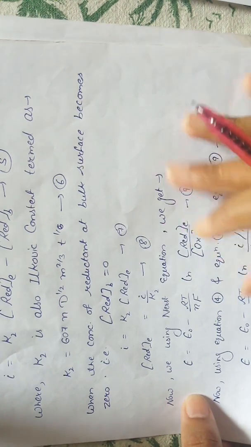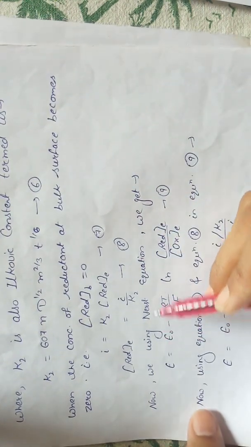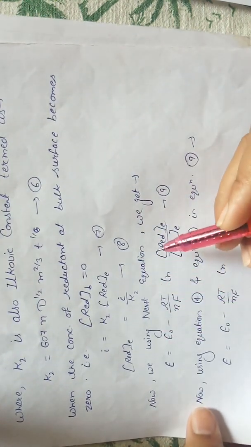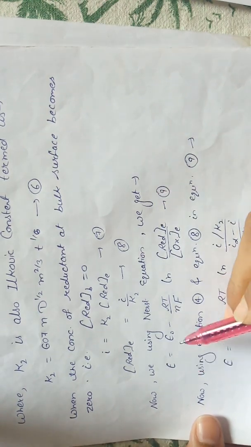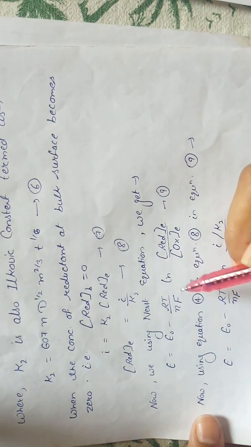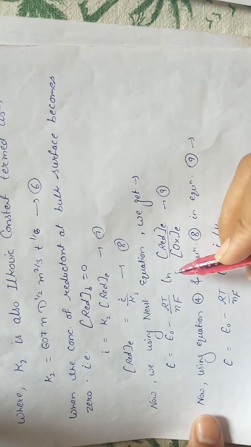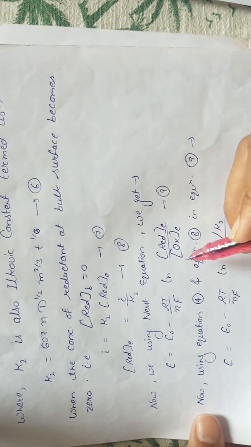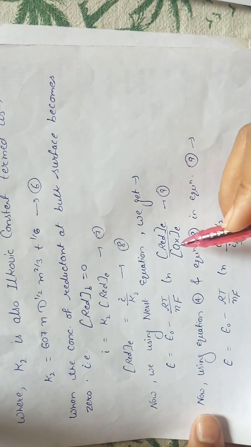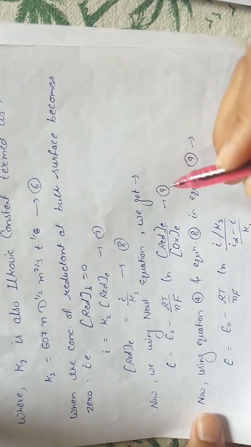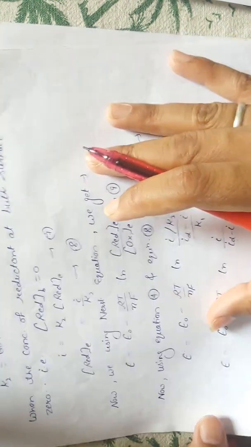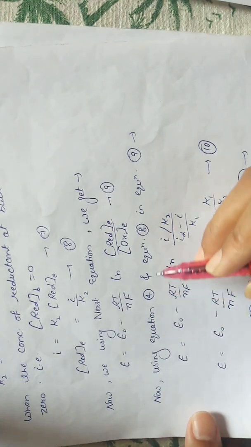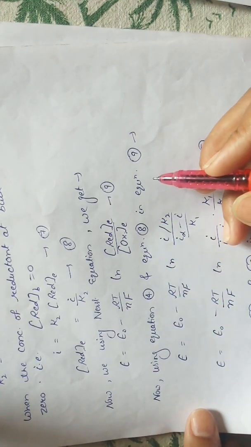So equation number 8 is this. Now using the Nernst equation, we get E is equal to E naught minus RT by nF ln, that is antilog of reductant E upon oxidation at E. That is equation number 9. Now using equation number 4 and 8 in equation number 9.